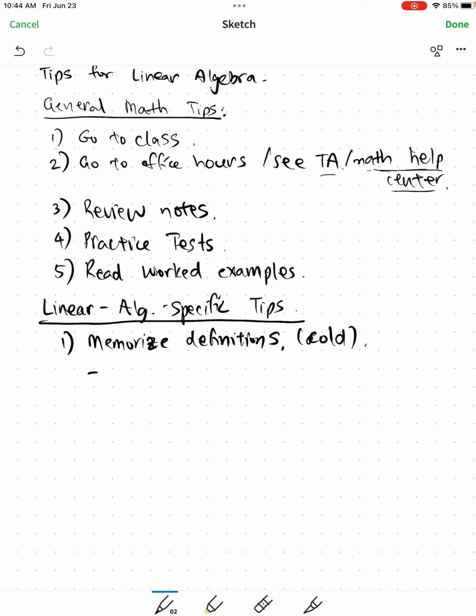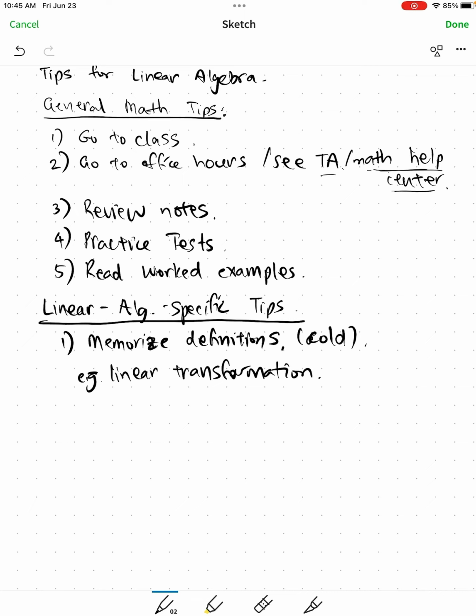So a good example would be, let's just look at an example. Let's say that you have the term linear transformation. Let's say you're in class and your professor says, okay, I'm going to go over linear transformations. Typically, they'll write the definition of linear transformation on the board. And you should memorize this. You should memorize the dictionary definition. So I can tell you what it is.